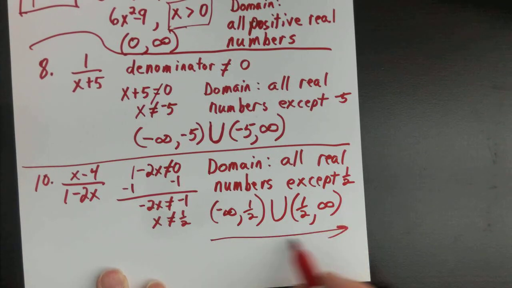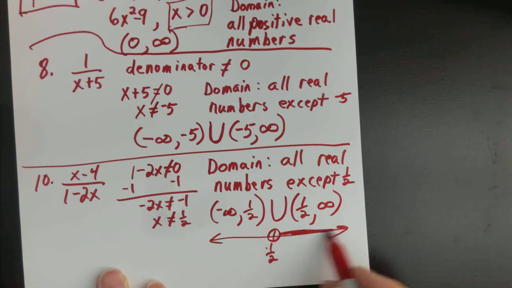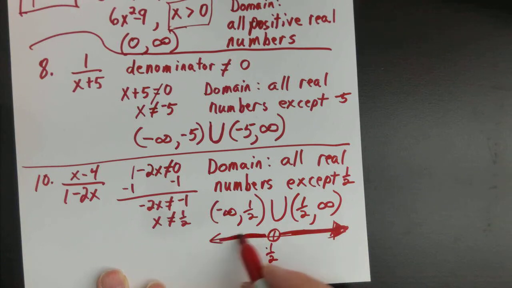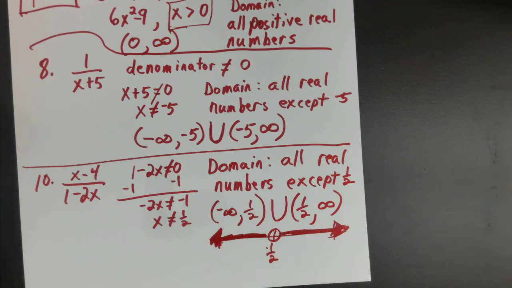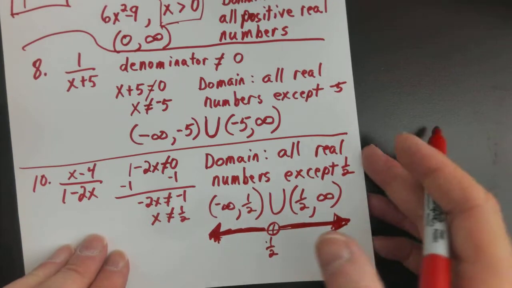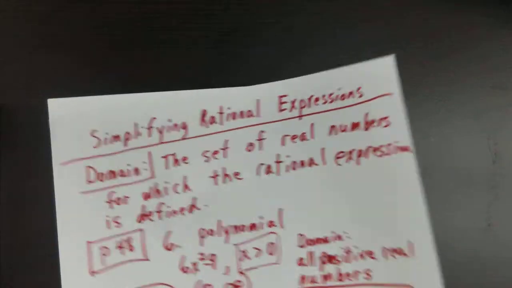Basically the number line, if I were to put it on a number line, if 1/2 is here, I got an open circle here, I got a heavy arrow here, and I got a heavy arrow here. I could have done that on number 8 as well. But just an open circle on 1/2, that's the only thing that leaves that out on the number line. All right.